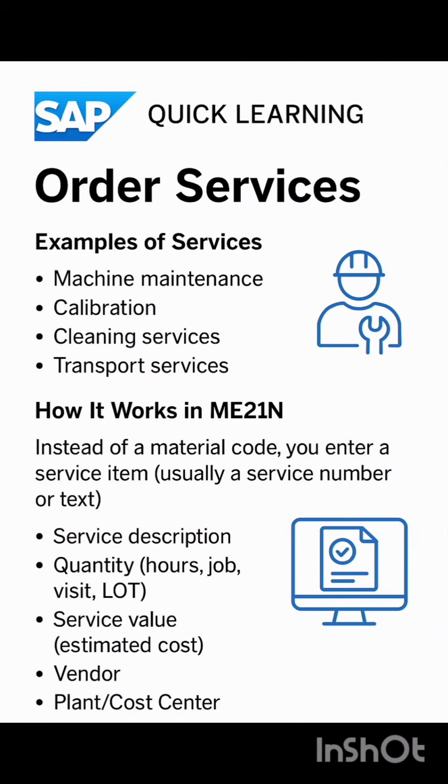The use of ME21N is order services. There are some examples of services like machines maintenance, calibration, cleaning services, and transport services. How it works in ME21N: instead of a material code, you enter a service item, usually a service number or text. You have to enter service description, quantity in hours, job, visit, LOT, service value, that is estimated cost, vendor, and plant and cost center. When you save the PO, the purchase order of services is created.